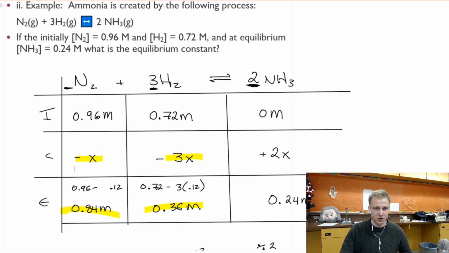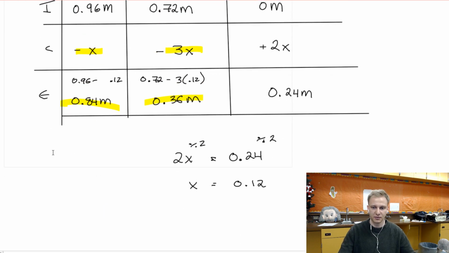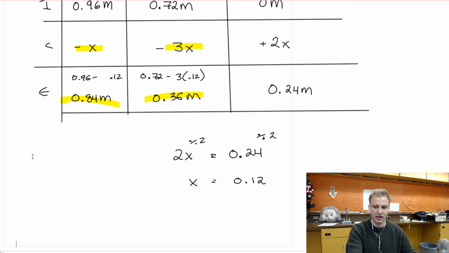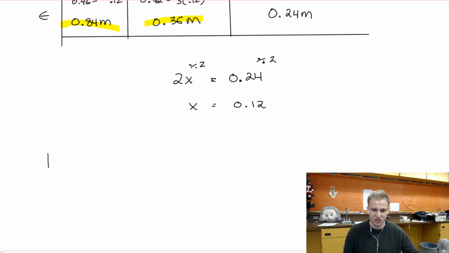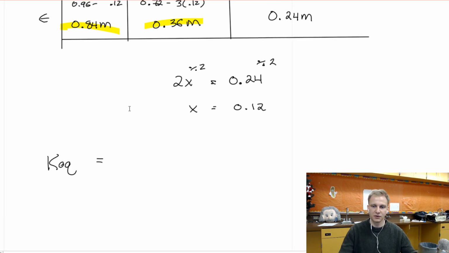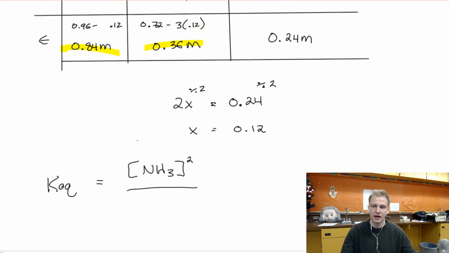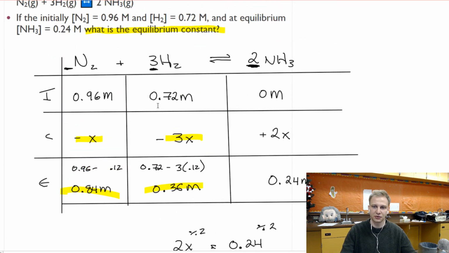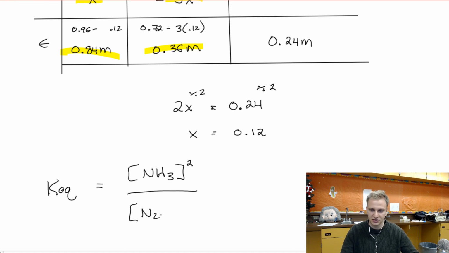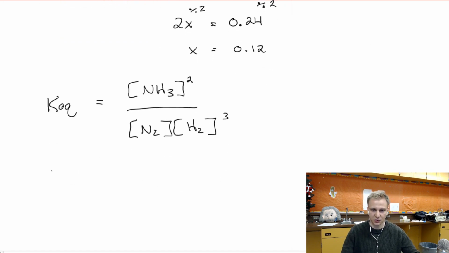Now, we haven't actually answered the question yet. The question was, what is the equilibrium constant? And so what we need to do then is take our chemical equation and take the information that we had, and we need to make a KEQ expression. KEQ is always the concentration of products over reactants. For this one, we'll have the concentration of NH3, and because it's a balancing number of 2, we'll need to square that. And then on the reactant side, we have N2 and 3H2. So we'll have the concentration of N2, the concentration of H2, and we will cube that. And that'll give us our final answer once we plug in the numbers here.